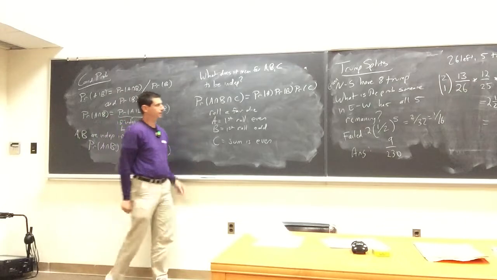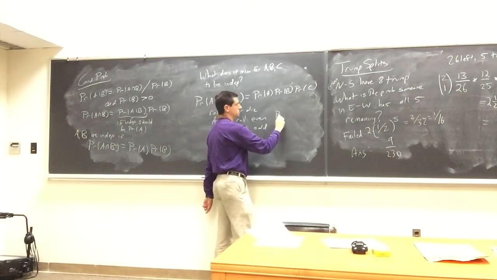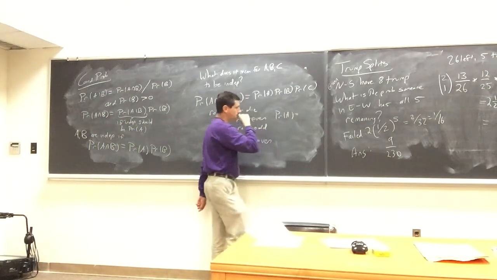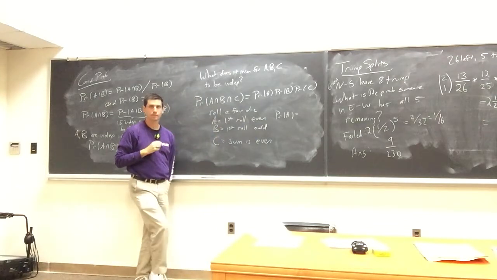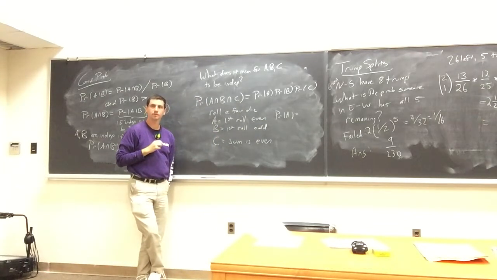What's the probability of A? Can we say that it's independent if the sum is even, though, because that relies on what we got? Which is the sum of the 2 rolls is even.